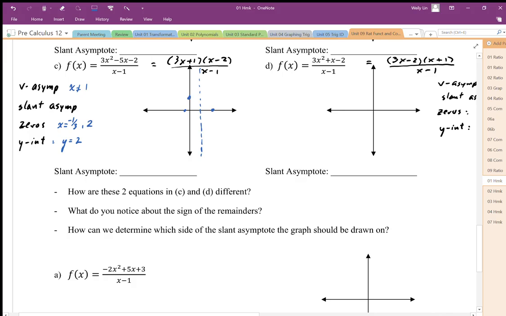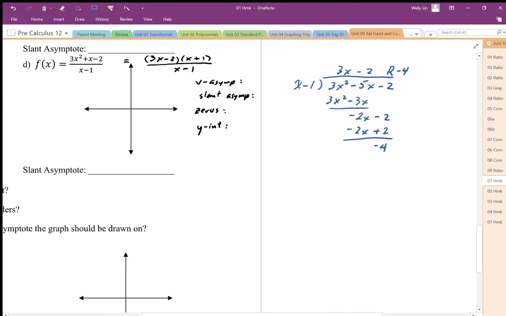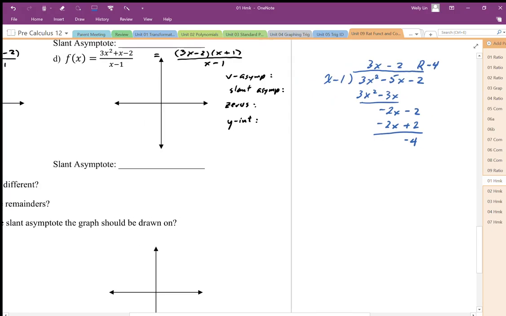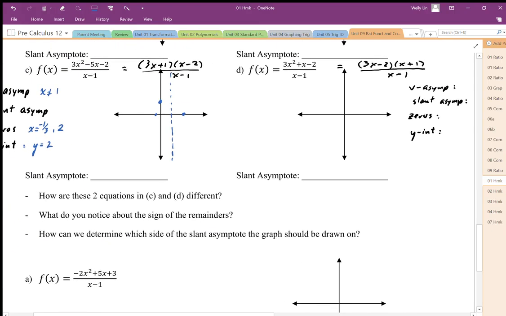To get the slant asymptote, what we do is the long division. As I do the long division over here to the right, my quotient is 3x minus 2, and I have a remainder of negative 4. So y equals 3x minus 2 is my slant asymptote. So I'm going to have an asymptote that goes through like this, so minus 2, maybe something like that. Okay, and I have my coordinates that I found from the rest of the equation.